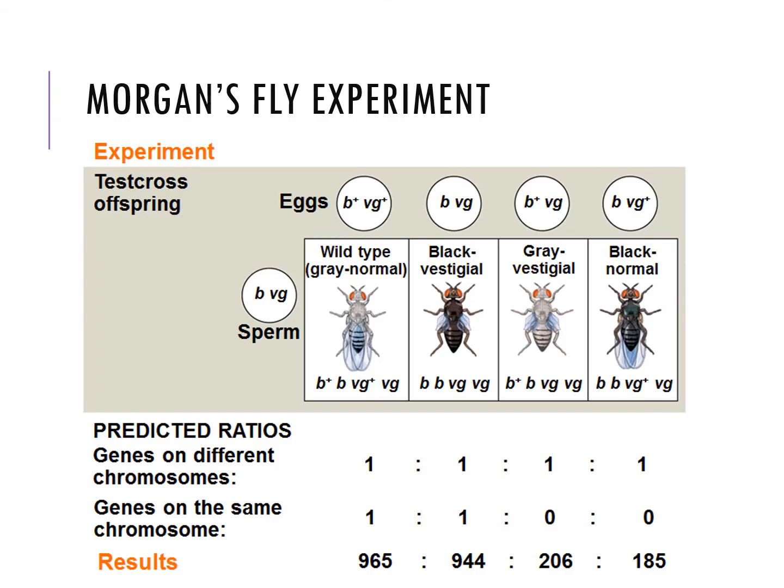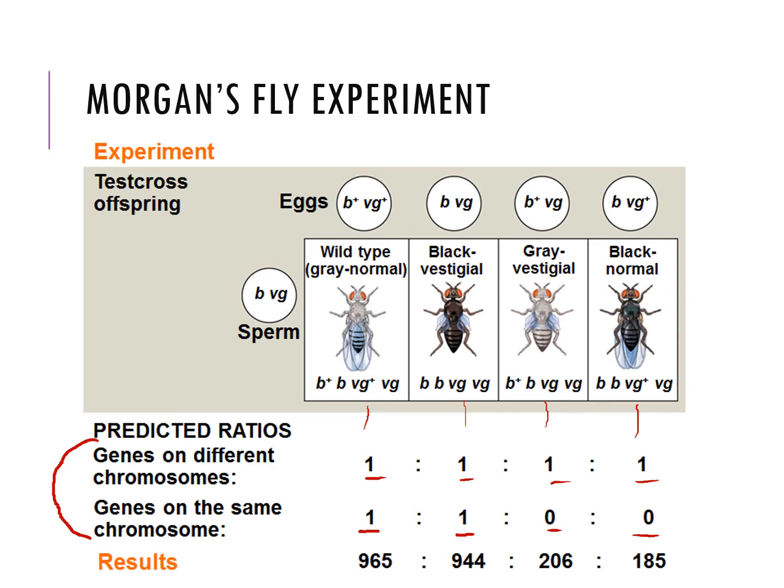Okay, so here we have a summation of this experiment. We have our predicted ratios right here. Okay, so if the genes are on different chromosomes, we should end up with a 1:1:1:1 ratio of each of these different scenarios. So we should get equal numbers of wild, wild, mutant, mutant, wild, mutant, and mutant, wild. If they're on the same chromosome, so that second hypothesis that we went through, then we should end up with wild, wild, and mutant, mutant, but we should not end up with any wild, mutant, or mutant, wilds. So those were our predictions.